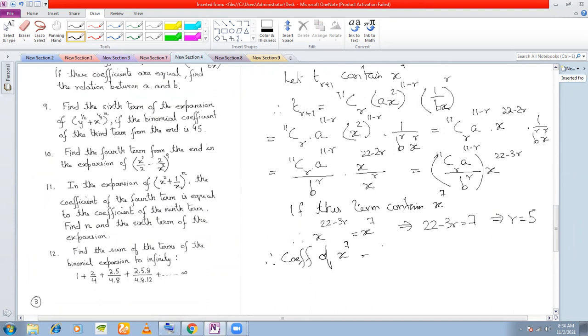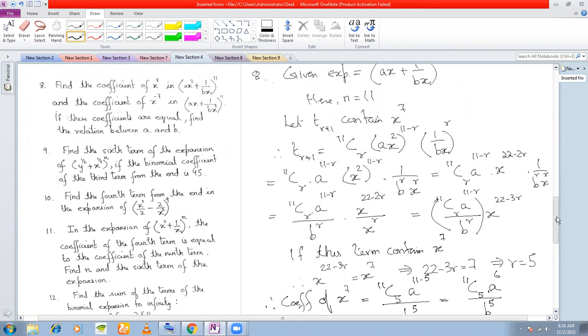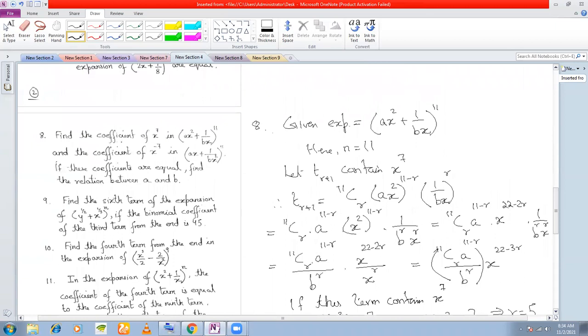The value of r, 11c5 a to the power of 11 minus 5 divided by b to the power of 5. So you get here 11c5 into a to the power of 6 divided by b to the power of 5. This is the coefficient of x to the power of 7.